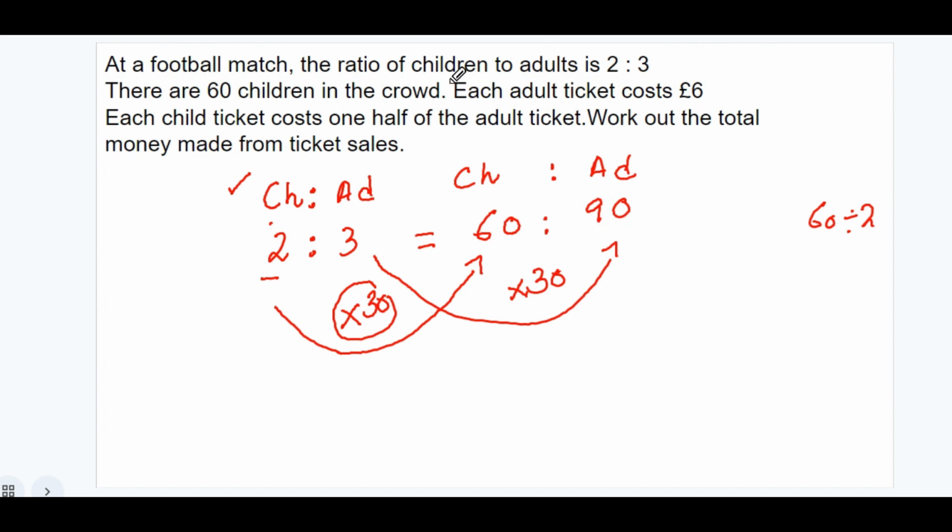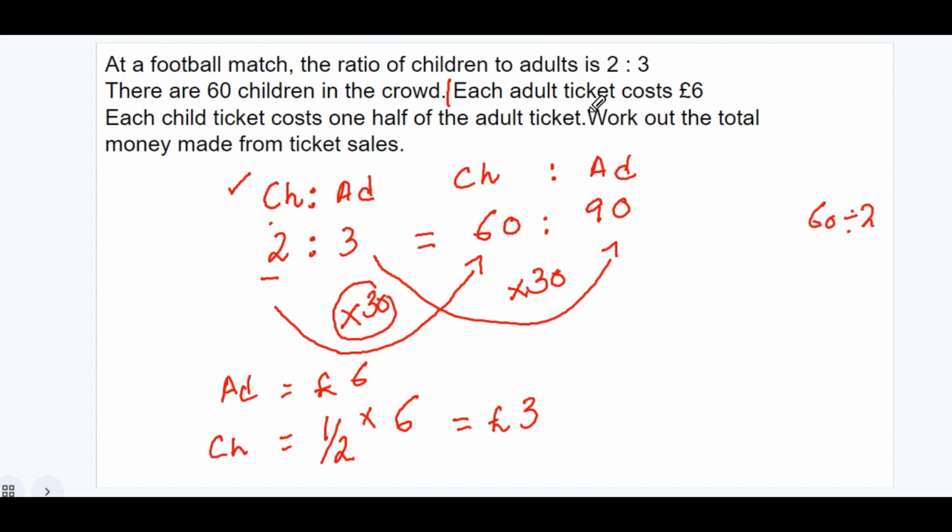Now look at the next part of the question. Each adult ticket costs £6. Adult ticket costs £6, right? And each child ticket costs 1/2 of the adult ticket. What do we mean by that? Each child ticket costs 1/2. Of means multiplication. And of what? Adult ticket. Adult ticket is £6, so half of 6 will be £3, right? It means adult ticket costs £6 and child ticket costs £3.